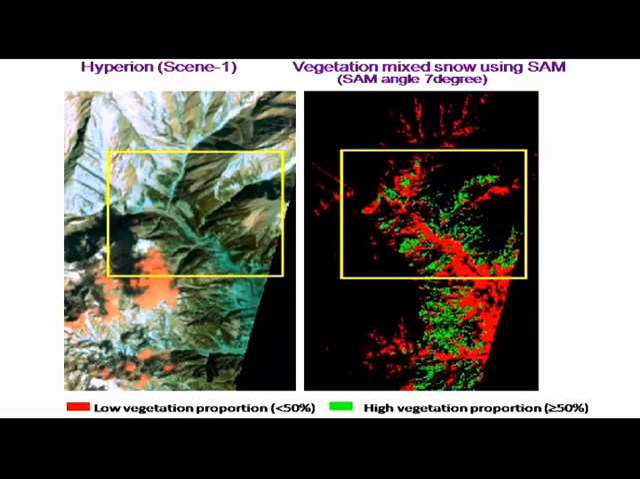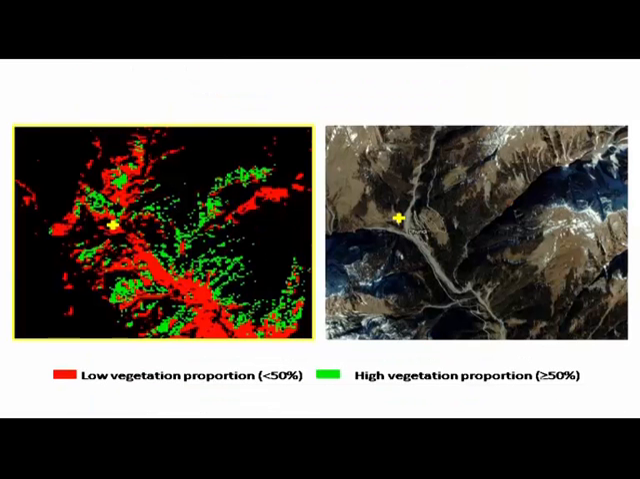We applied the same methods, and in this particular area you can see that green is where the vegetation proportion is very high with the snow, and red is where there is a low proportion, less than 50%, you can say, of the vegetation mix snow.